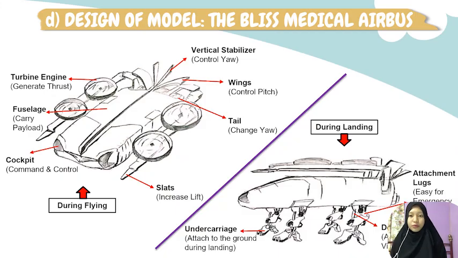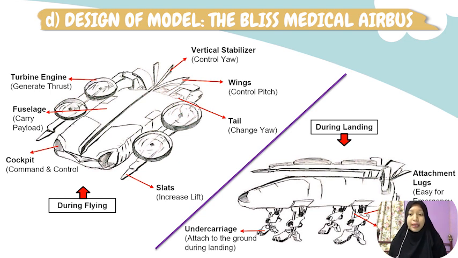Thank you. The design of Bliss Medical Airbus is based on the future Airbus that focuses on selected patients that will be on board the Airbus. This Airbus has 2 floors, for treatment, for operations, and also for waiting space after treatment. The components of the Airbus are the cockpit, underleg, first leg, wing, vertical stabilizer, undercarriage, attachment lugs, and others.